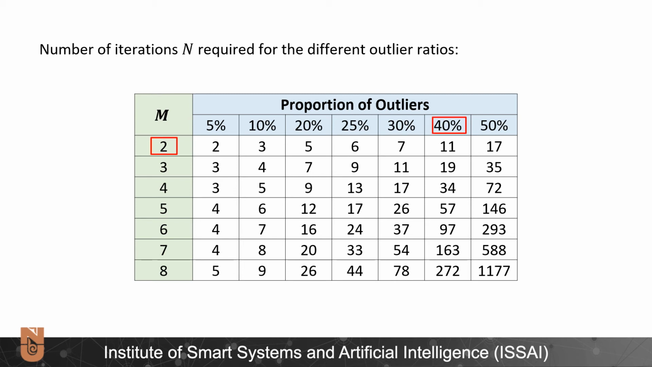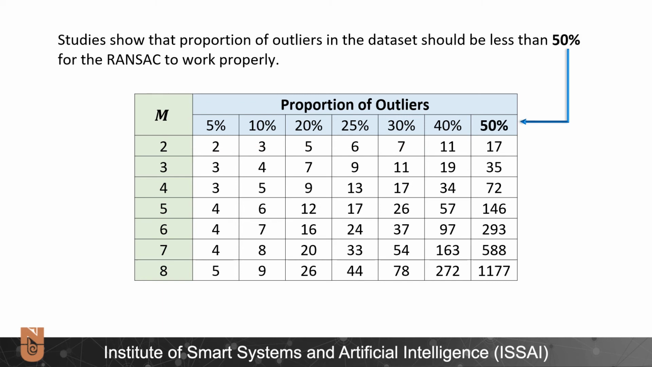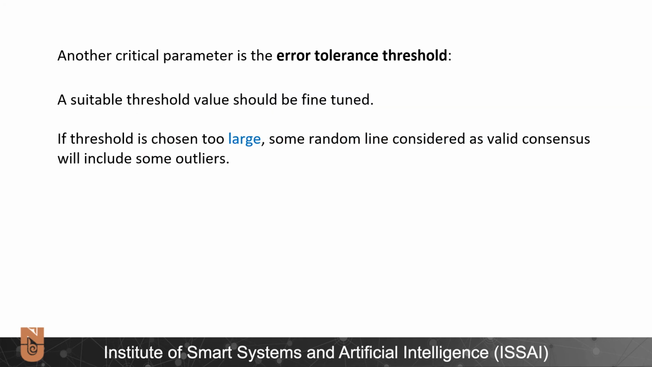Let's go back to the example with identification of the ground line. We have selected 2 points, so m equal to 2, and the proportion of outliers was 30%, 4 out of 10 data points. So for this example, the average number of iterations required until we reach a valid consensus is 11. Studies show that the proportion of outliers in the dataset should be less than 50% for RANSAC to work properly. Now let's have a look at other critical parameters.